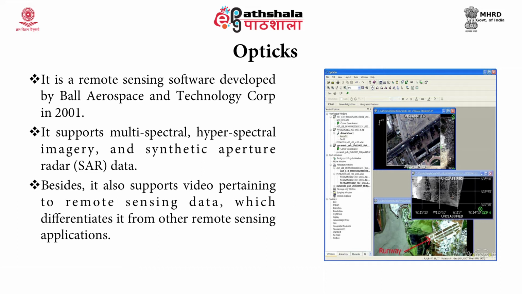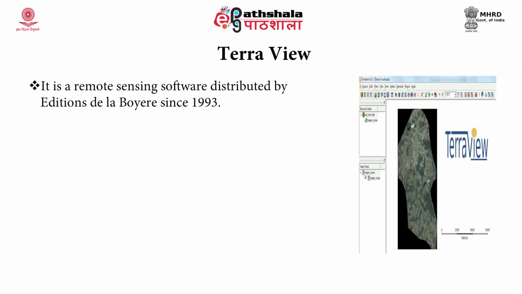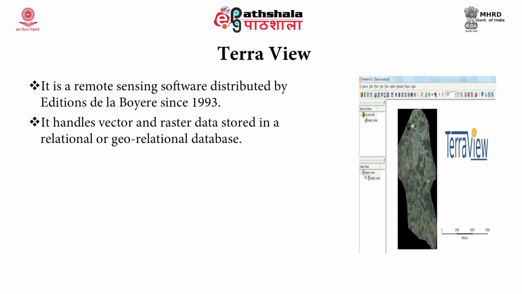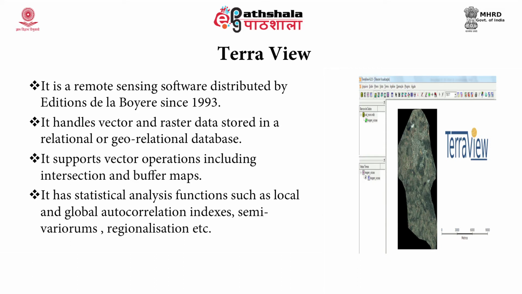Another software that we are discussing here is TerraView, which is a remote sensing software distributed by Editions de la Boer since 1993. It handles vector and raster data stored in a relational or georelational database. It supports vector operations including intersection and buffer maps. It has statistical analysis functions such as local and global autocorrelation indices, semi-variograms, and regionalization.